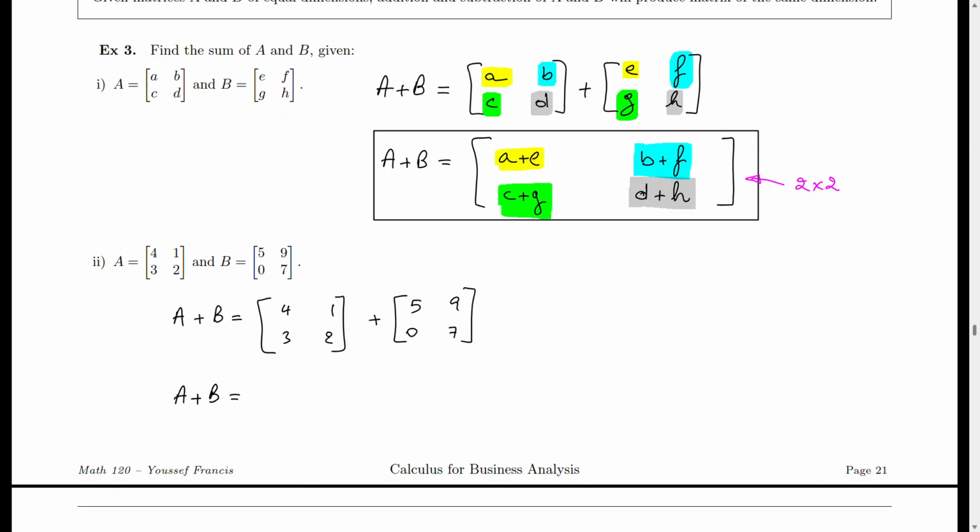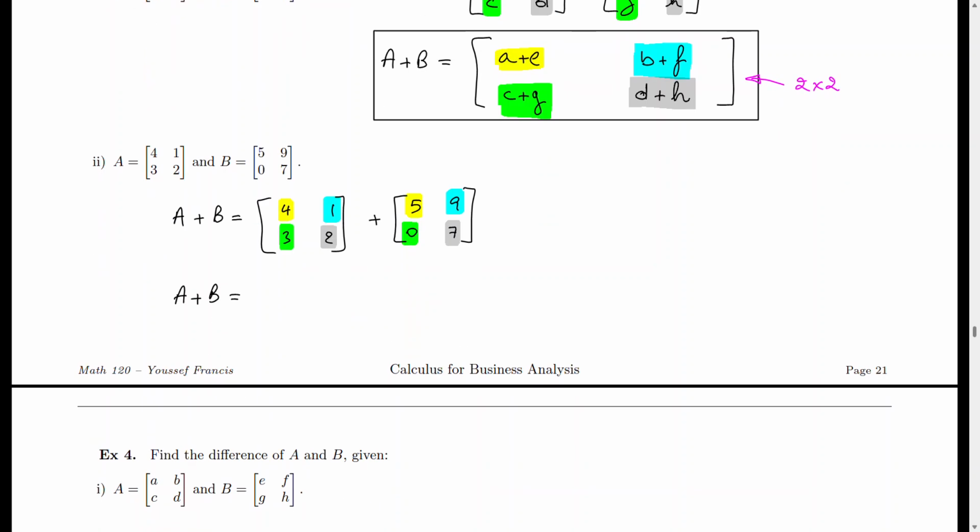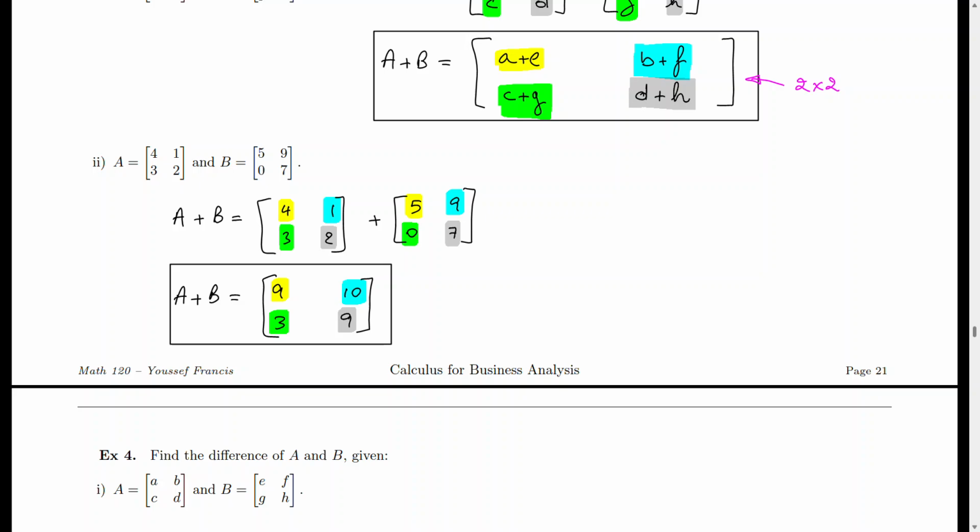As usual, the sizes are 2 by 2 for each, so we'll add 4 and 5 with each other, we'll add 1 and 9 with each other, we'll add 3 and 0 with one another, and finally 2 and 7. And the result will be 4 plus 5 is going to be 9, 9 plus 1 is going to be 10, 3 plus 0 is 3, and 2 plus 7 is, again, 9. Okay, so that's how addition works.